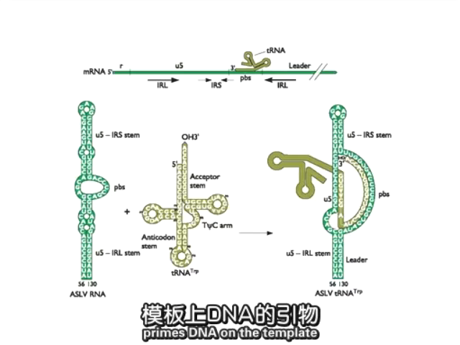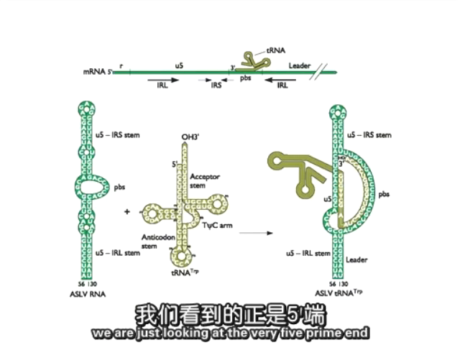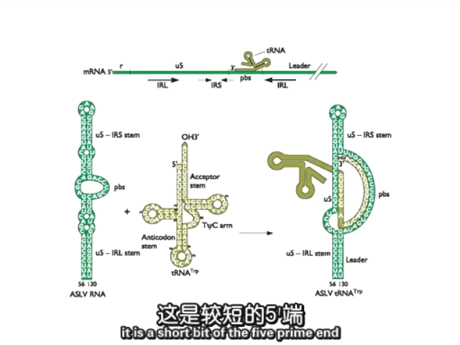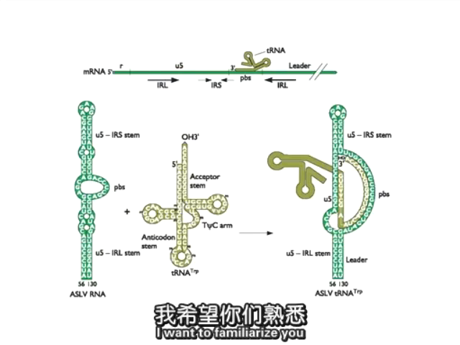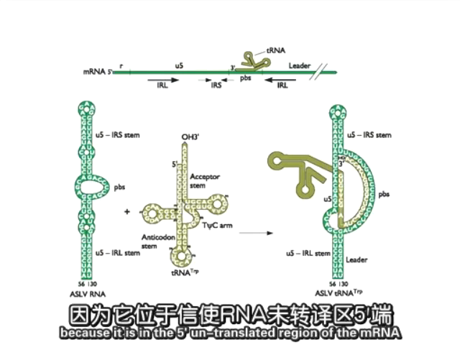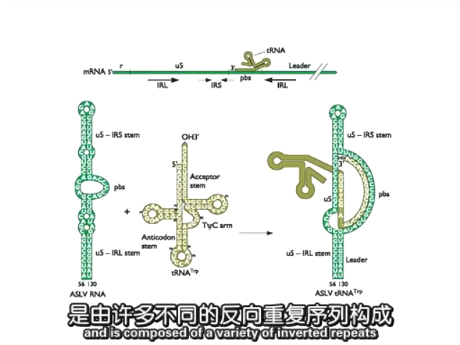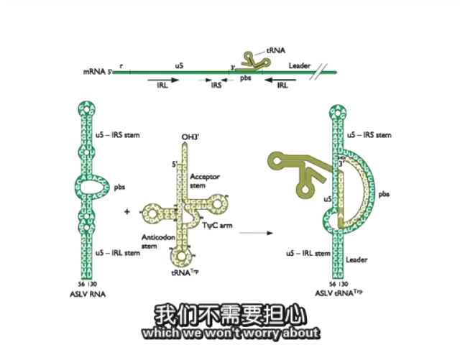The first thing we're going to look at is the way retroviral reverse transcriptase primes DNA on the template. So here again is the viral RNA. We're just looking at the very 5' end. This is a short bit of the 5' end. There are very specific sequences here, and you'll see them again, and I want to familiarize you. One of them is called U5 because it's in the 5' untranslated region of the mRNA. And this is composed of a variety of inverted repeats, which we won't worry about.